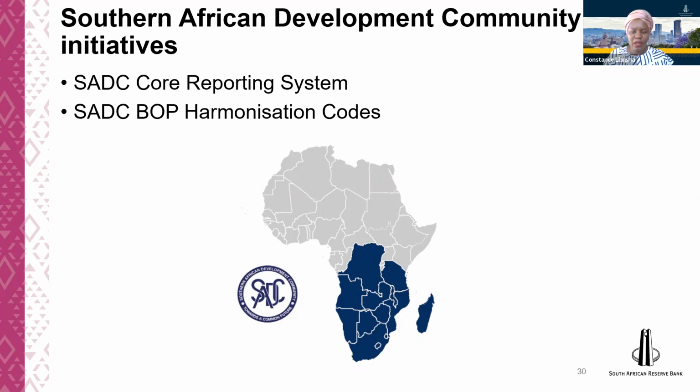Okay, and I also just included the map for the fellow attendees who might not be familiar with which countries we are referring to when we refer to the SADC region. I think it's the ones in dark blue down here: Angola, Botswana, Comoros, DRC, Eswatini, Lesotho, Madagascar, Malawi, Mauritius, Mozambique, Namibia, Seychelles, South Africa, Tanzania, Zambia, and Zimbabwe.